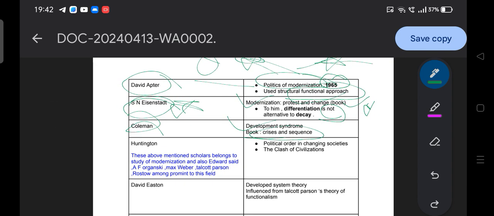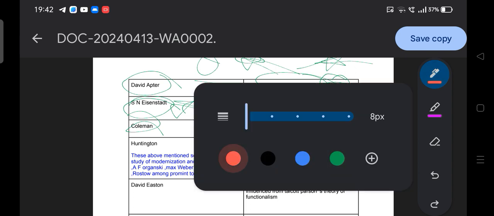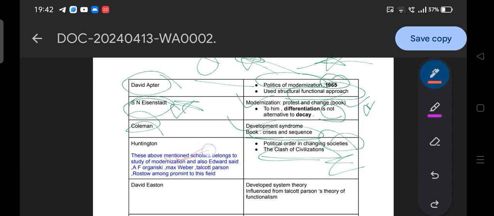Then Huntington, Political Order in Changing Societies, already asked. Then Clash of Civilizations; these are the important books of Huntington. These above-mentioned scholars belong to the study of modernization, and also Edward Shils, then F. Organski, Max Weber, Talcott Parsons, Rostow. These are also prominent in this field.